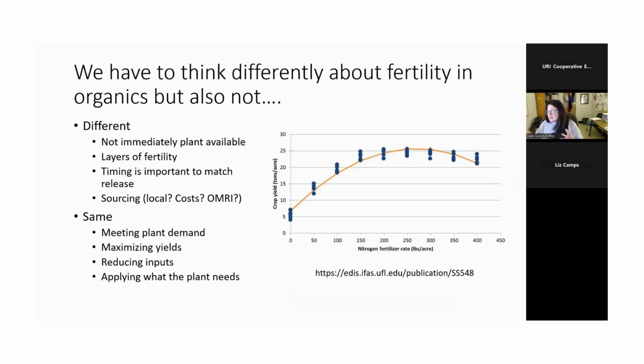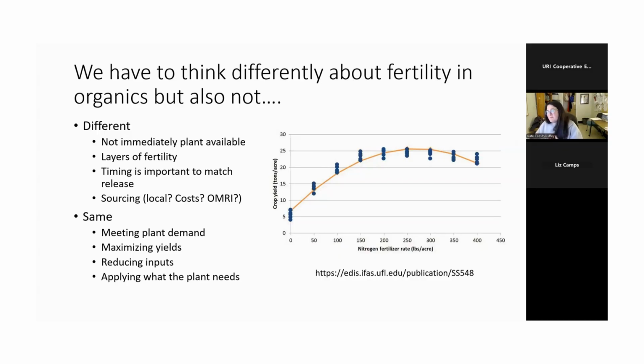So contrasting conventional and organic production, right? In organics, it's not immediately plant available. There are layers of fertility, different sources of fertility. The timing is really important and difficult to match release. And sourcing is different, right? There's a focus on local production, they're often more expensive, sometimes not. Are they OMRI certified?